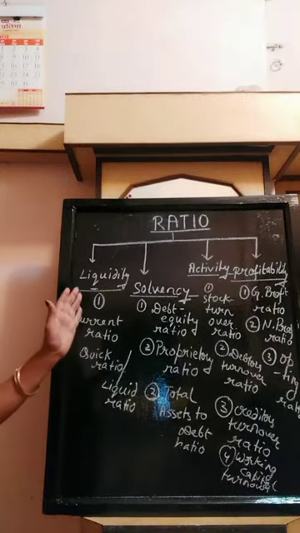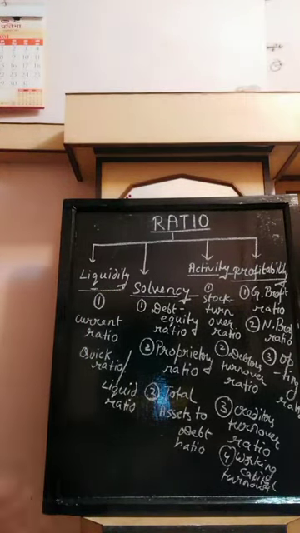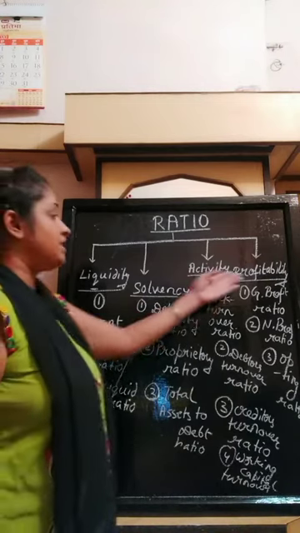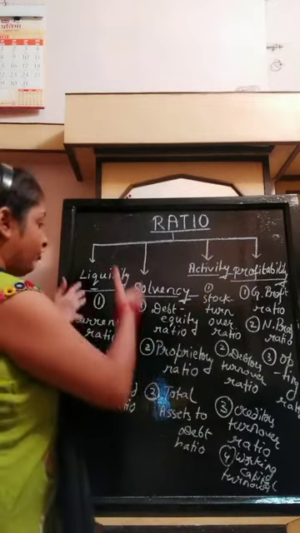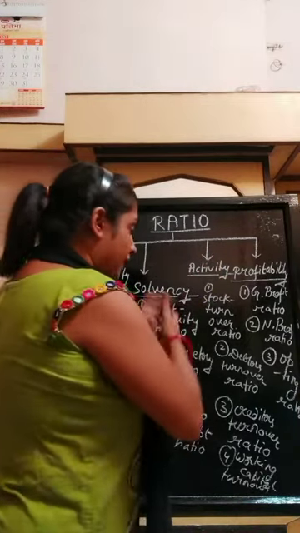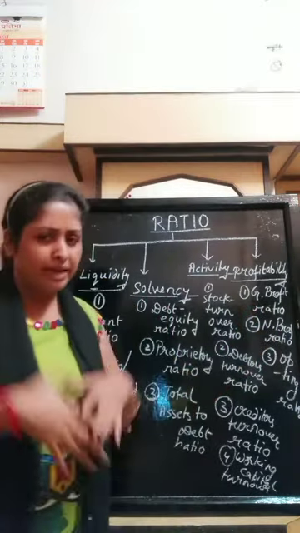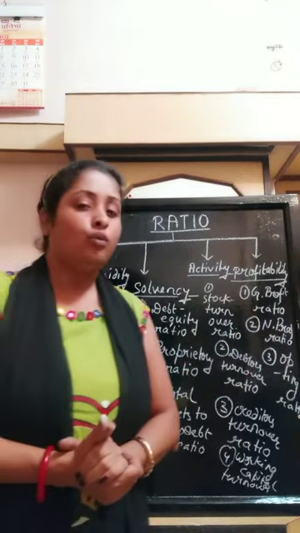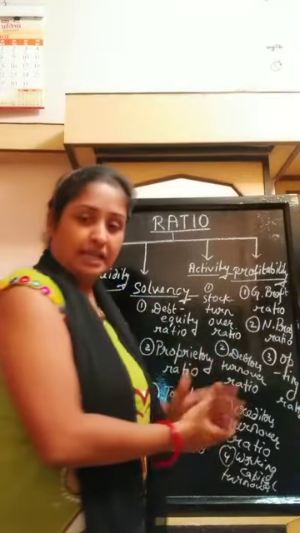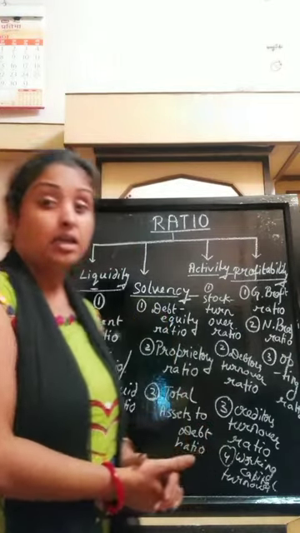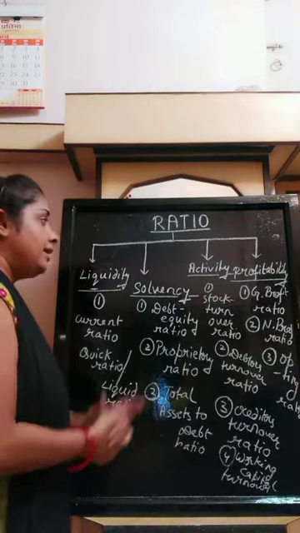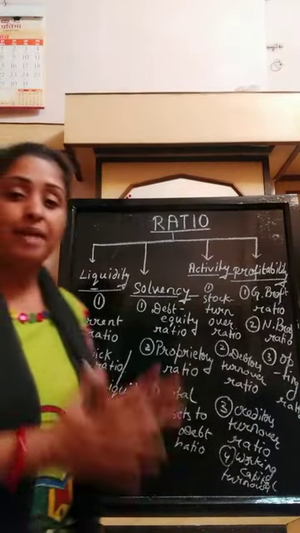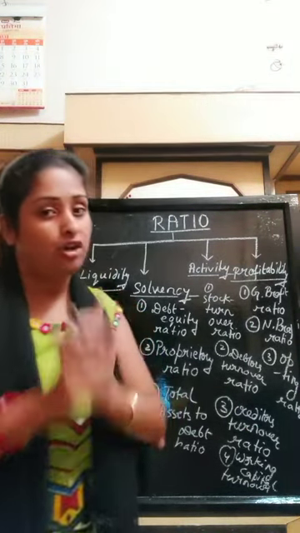To understand the chapter of ratio analysis, these are the 4 different categories: liquidity, solvency, activity and profitability. Under these, I have written the main types over here. Many more ratios are there which will come under these categories, but whatever I have shown you in today's class are the main ratios that are included in your syllabus.